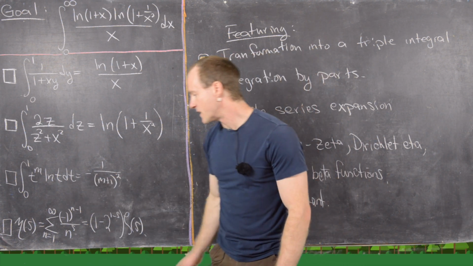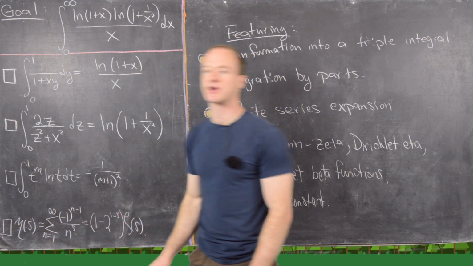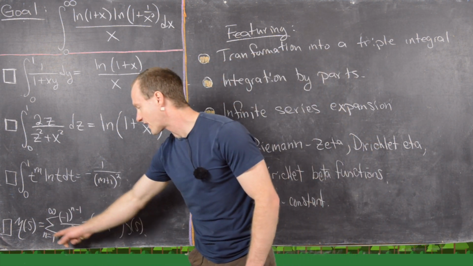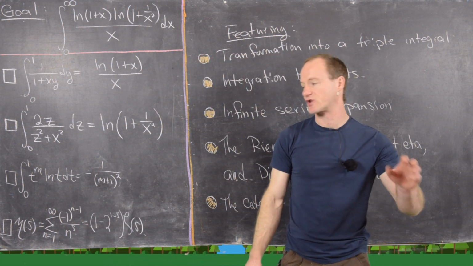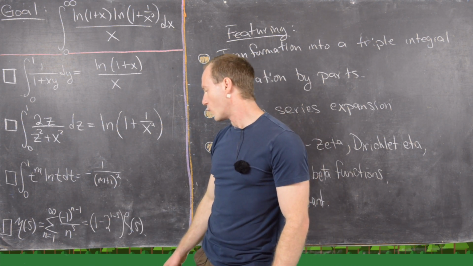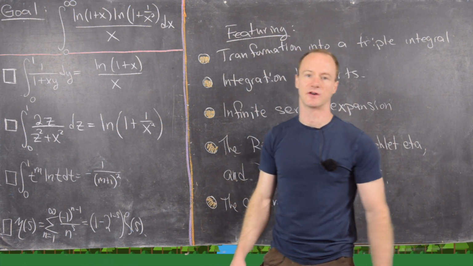And then finally, we'll use this fact about the Dirichlet eta function, which is sometimes called the alternating zeta function. Notice it looks exactly like the Riemann zeta function, except it's alternating instead of just being a straight sum. And it is equal to 1 minus 2 to the 1 minus s times the zeta function.